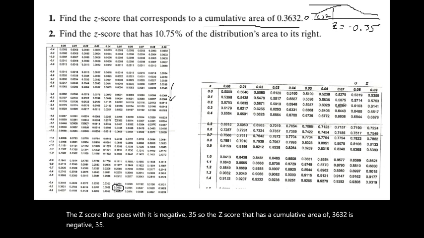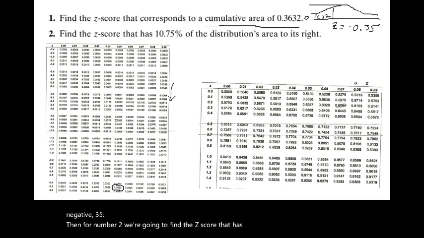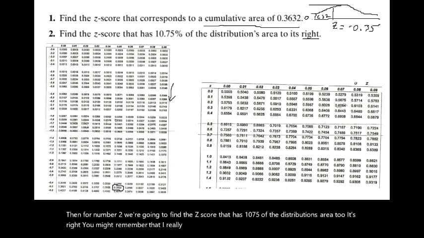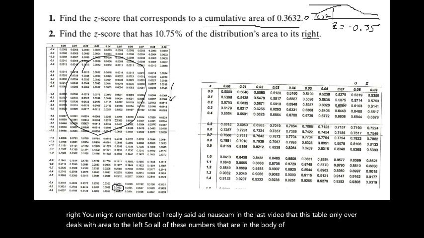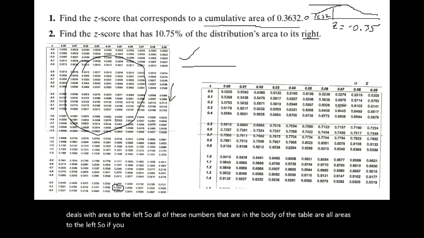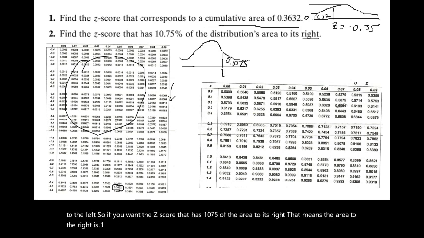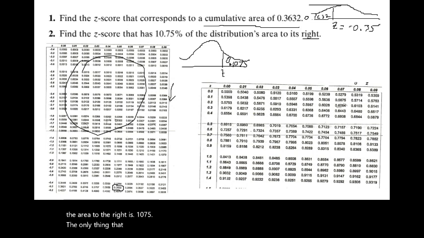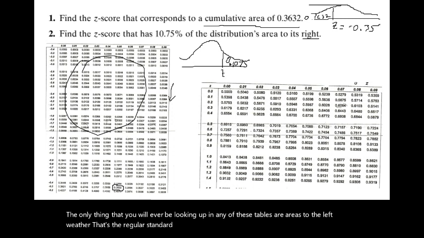For number 2, we're going to find the z-score that has 10.75% of the distribution's area to its right. You might remember that I said ad nauseum in the last video that this table only ever deals with area to the left. All of the numbers in the body of the table are areas to the left. So if you want the z-score that has 10.75% of the area to its right, that means the area to the right is 0.1075. The only thing you will ever be looking up in any of these tables are areas to the left, whether that's the regular standard normal table or the inverse standard normal table.